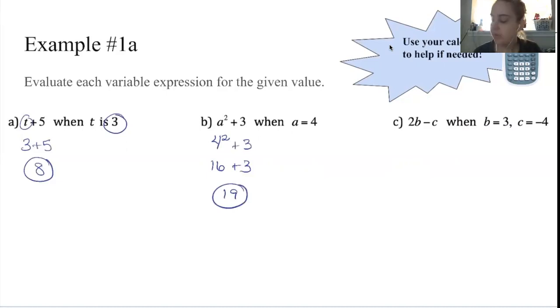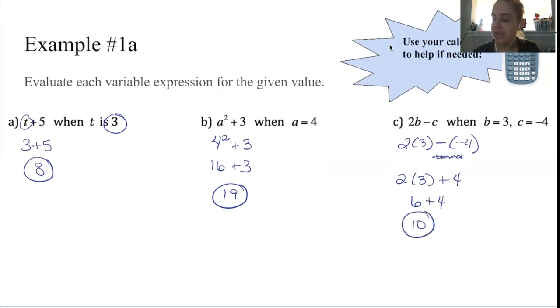For letter C, we have 2 times 3 minus, now be careful here with the negative 4, you do have to write them both in, minus negative. If we were in class together, you'd all tell me it's plus. So this is 2 times 3 plus 4. Multiplication comes first. 2 times 3 is 6, plus 4 gives us 10.